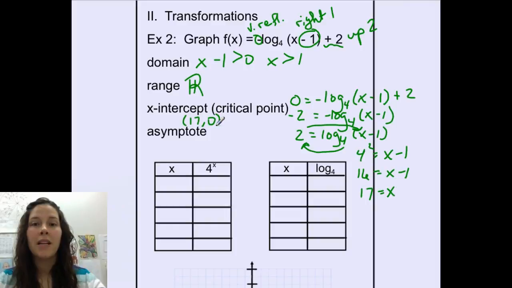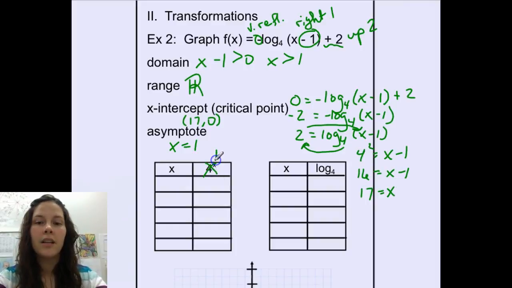The asymptote depends on a horizontal shift. So think about for the exponential functions, our asymptote depended on a vertical shift because we had a horizontal asymptote. With logs, we have a vertical asymptote, so it depends on a horizontal shift. We went right 1, so our asymptote will be x equals 1. So what I'm going to do is, instead of doing the 4 to the x power, I'm going to think about the 4 to the x, and I'm going to write my log base 4 so that I can use my second t-chart for the transformations.